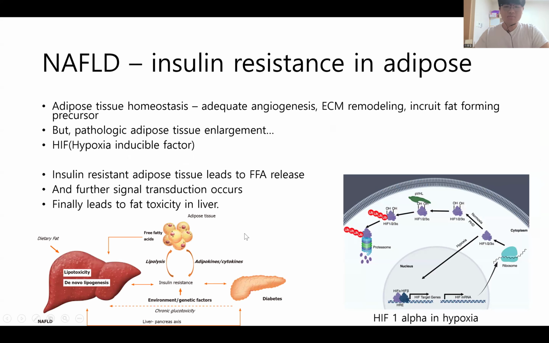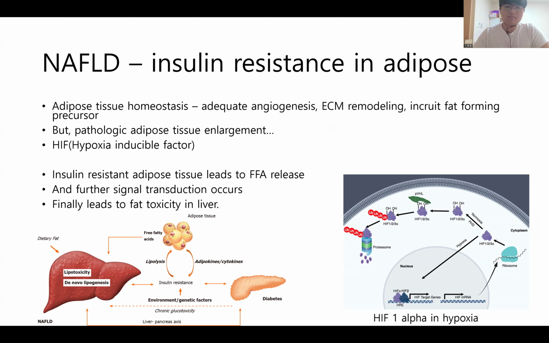Normal adipose tissue is formed by angiogenesis, which is blood vessel formation, and ECM remodeling. Pathologic adipose tissue enlarges adipocytes, but angiogenesis is limited for the enlarged tissue. This causes hypoxia, which is lack of oxygen, to the adipocyte. Hypoxia-inducible factor HIF-1 alpha is activated in the hypoxic environment, which activates gene transcription for fibrosis, insulin resistance, and inflammatory phagocyte activation.